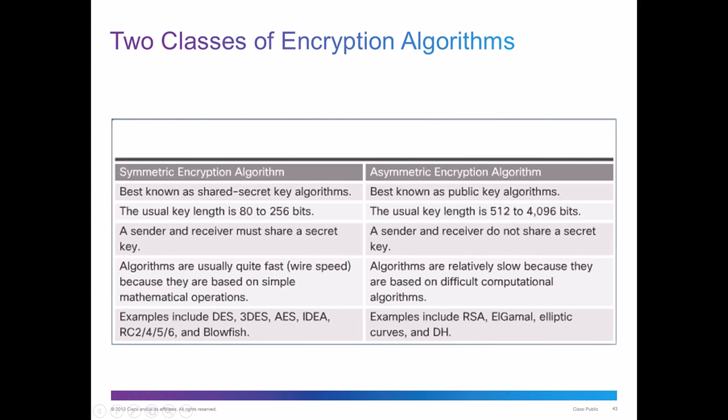Asymmetric works the following way. I'm the sender, and what I'm going to do is generate two keys, okay?